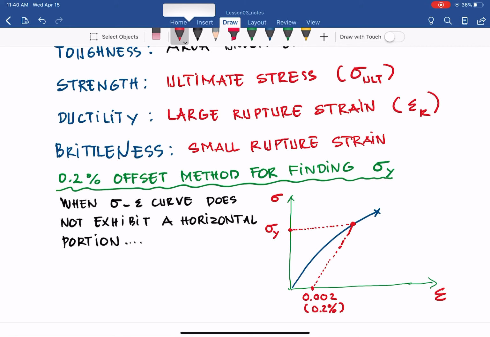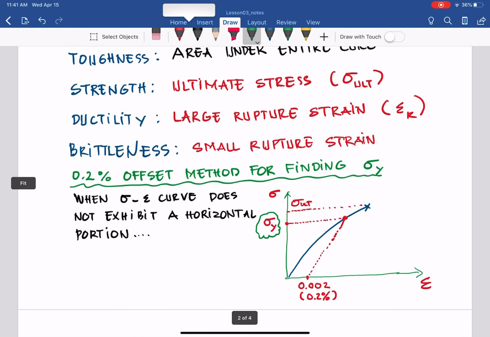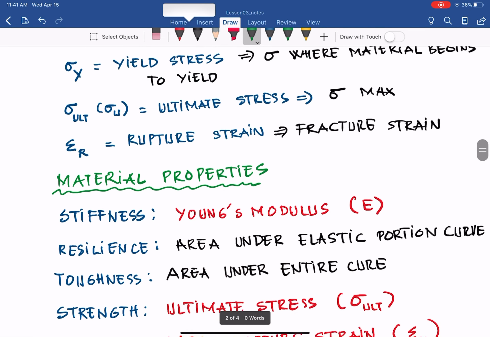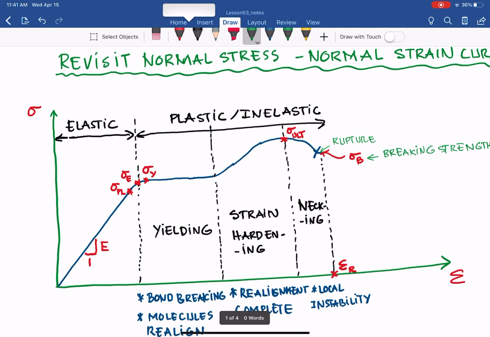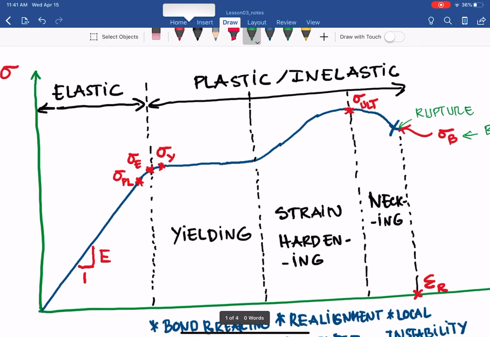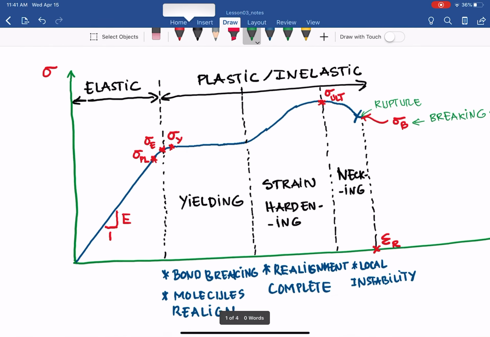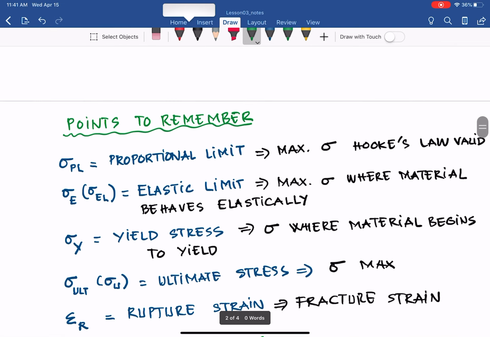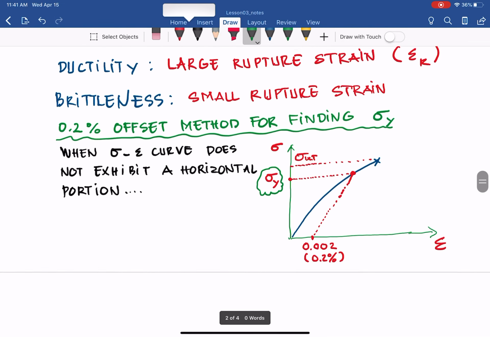And by the way, this one, if you recall, is the sigma ultimate. So the sigma yield here is the way we find it using the 0.2% offset method, when the horizontal portion of the normal stress and normal strain curve is not exhibited. If it exhibits a horizontal portion like this, you can see where the horizontal curve starts, and then you pick that number to find the sigma yield, the yielding stress. With that, we finish this lesson.